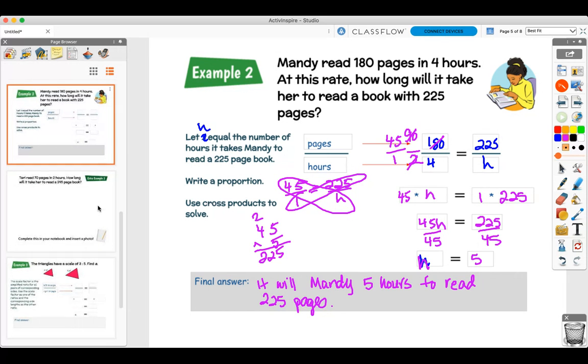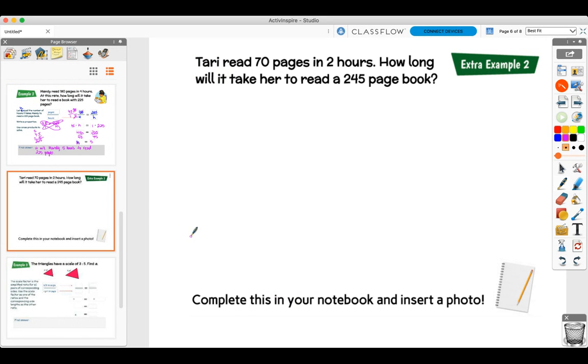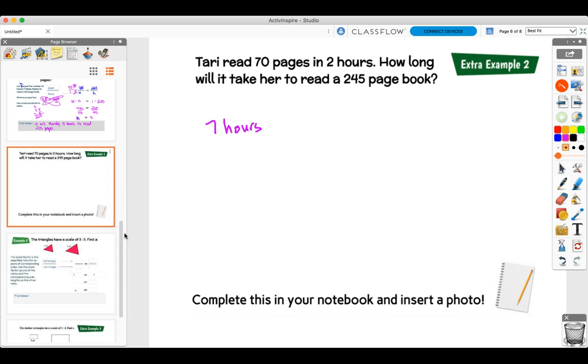Another example, solo example problem. All right, try this problem. Tara read 70 pages in 2 hours. How long will it take her to read a 245-page book? So I want you to pause the video and try it on your own and see if you get the same answer. Okay, welcome back. So you should have 7 hours. It takes Tara 7 hours to read a 245-page book.